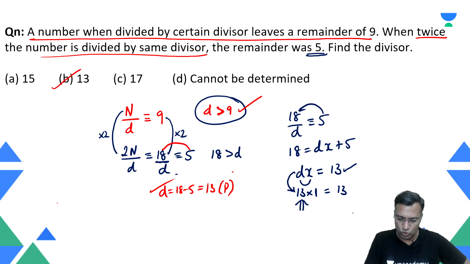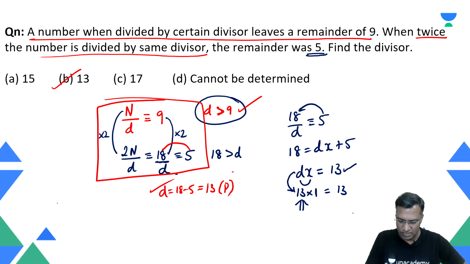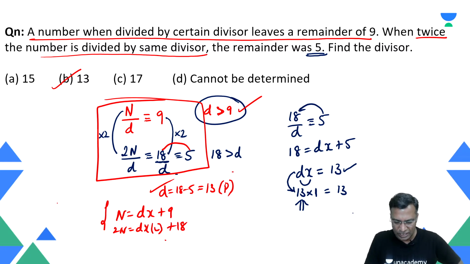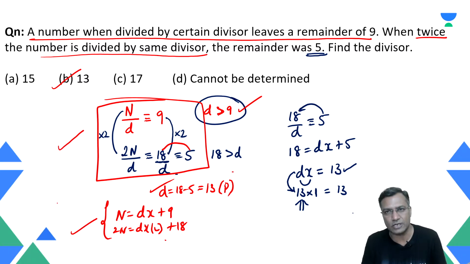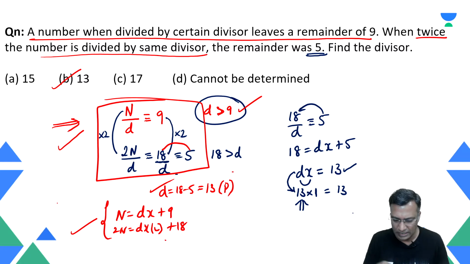Simple one. So I've just used the modern style of writing. This modern style is what we just learned to write. Instead of writing n is equal to d times x plus 9, 2 times n is equal to dx times 2 plus 9, 2 times 18. This is the equation style of writing. I'm not saying that, hey, is this fine or is this fine? Doesn't matter. I'm just trying to give you practice on this. You can write the first style or the second style.